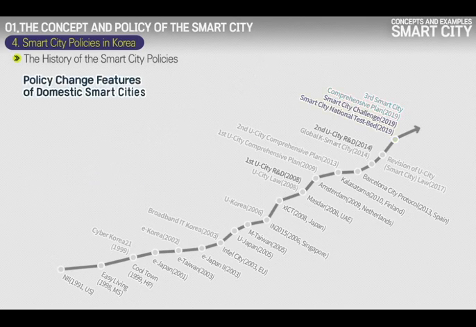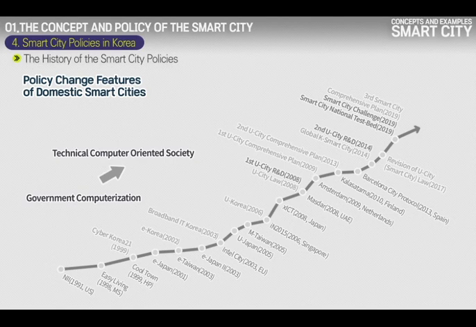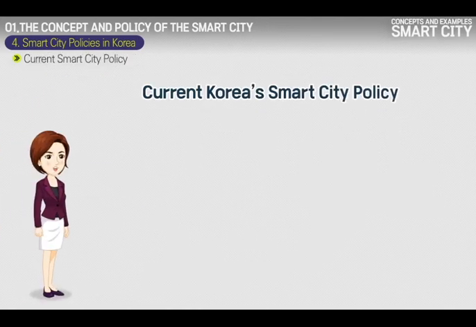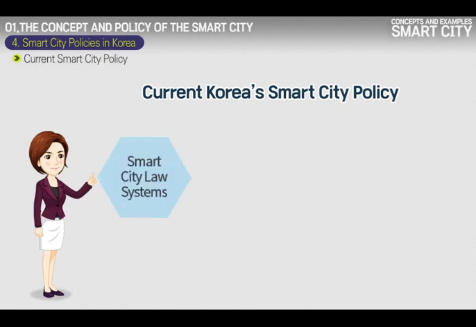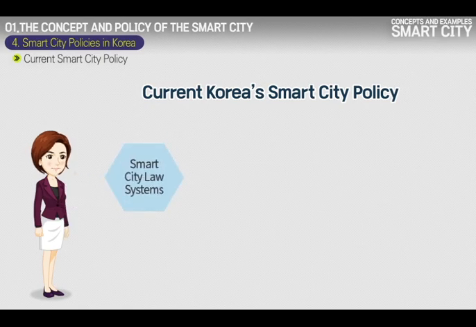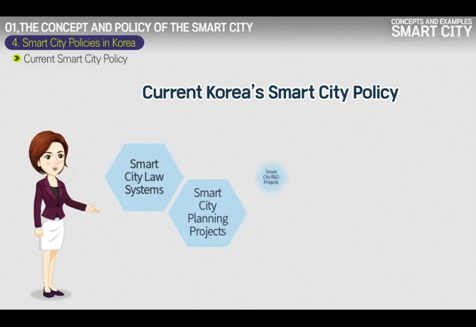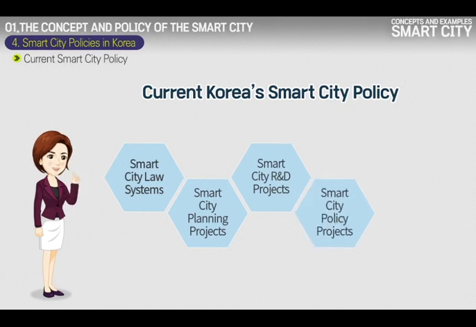The feature of the policy change of domestic smart city is that it is changing from government computerization, to a technical computer-oriented society, to a service-oriented information city, to a space-oriented smart city. Currently, Korea's smart city policy is being pushed in 5 major projects, such as Smart City Law System, Smart City Planning Project, Smart City Research and Development Project, and Smart City Policy Project, as well as other projects.